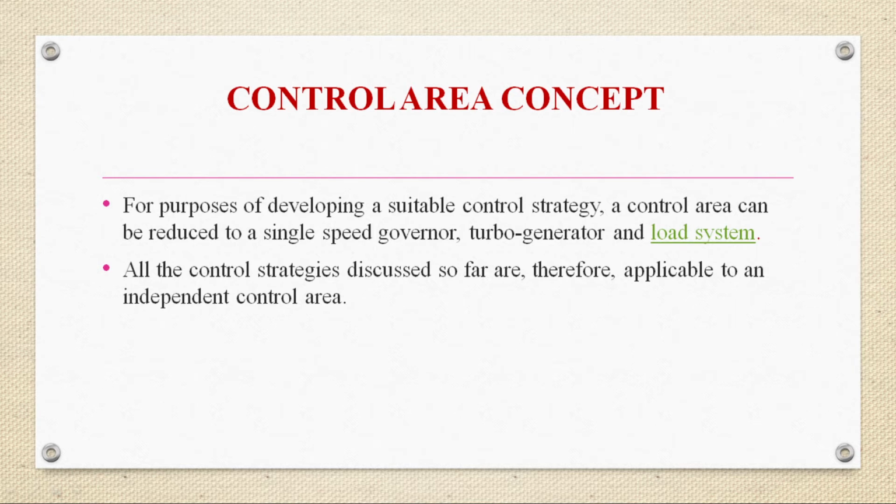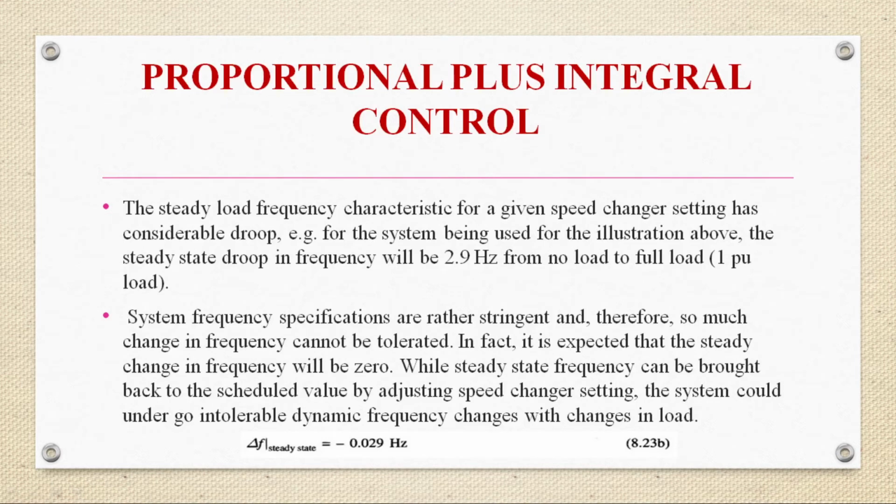All the control strategies we have discussed are applicable to an independent control area. Now let us see the proportional plus integral control. The speed governing system installed on each machine has steady-state load frequency characteristics with a considerable droop. We have already seen that in the previous classes.